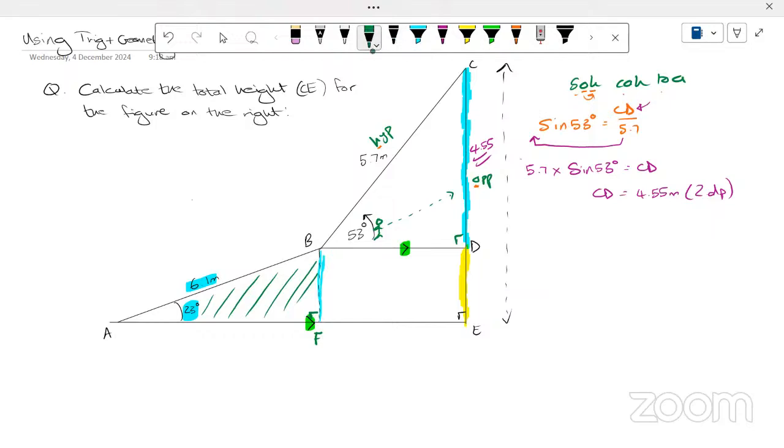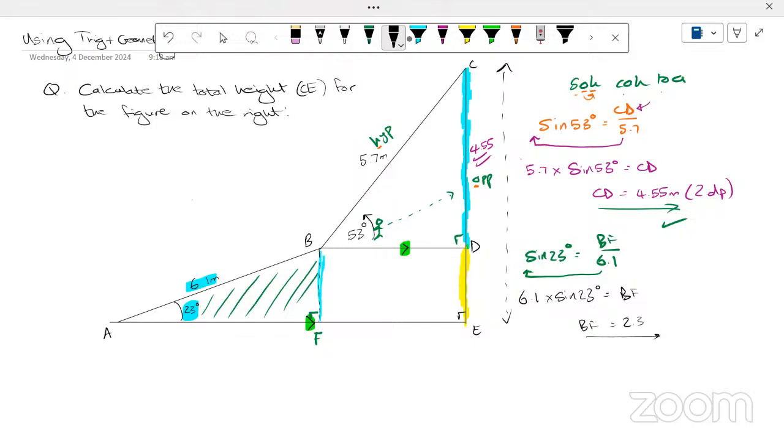So to find BF, the CD is done. I'm going to say sine again: sine 23 is equal to BF, the opposite, over the hypotenuse, which is 6.1. I'm going to move the 6.1 across and multiply it: 6.1 times sine 23 becomes BF. So BF will equal 2.38 meters on a calculator, to 2 decimal places.